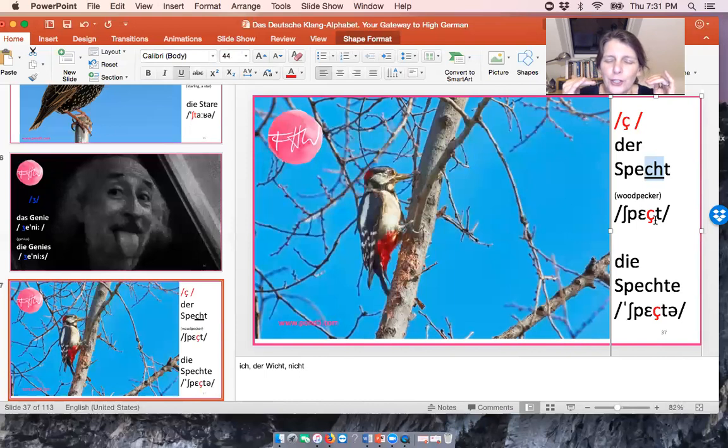So for sheep, you press the tongue really close to the palate, especially the tip of the tongue. And for Specht, you press the sides of the tongue against the inner rim of the teeth. Ich, Specht, Specht, die Spechte.